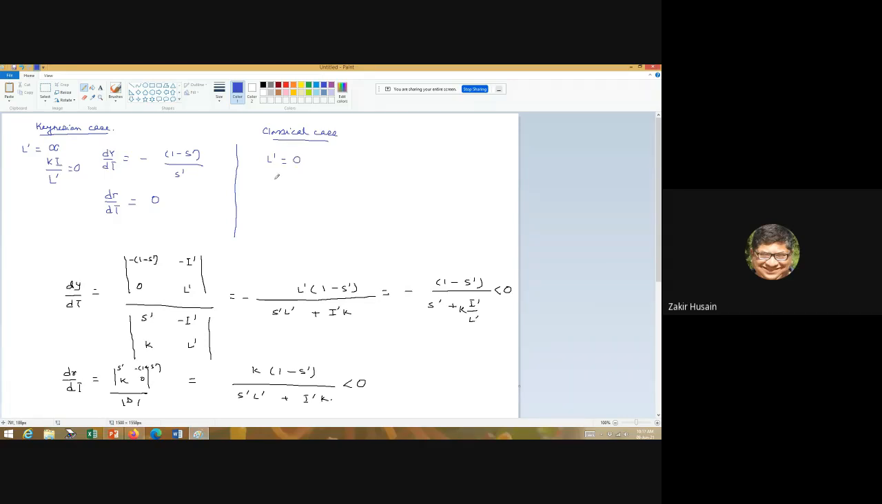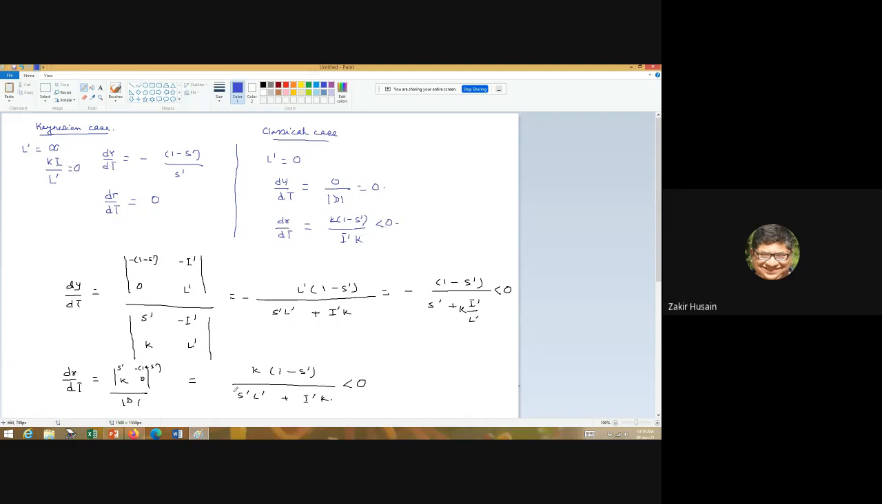Classical case, dy/dt. Okay, in the classical case, if I take this form, this will be 0. So I have 0 over the denominator. Here only this one, dr/dt, will change. So if I put 0 over here, the expression becomes, let's say, I prime K, which is negative.